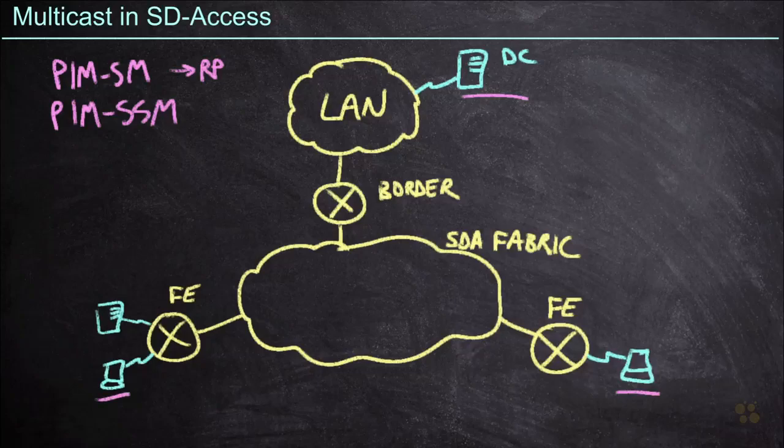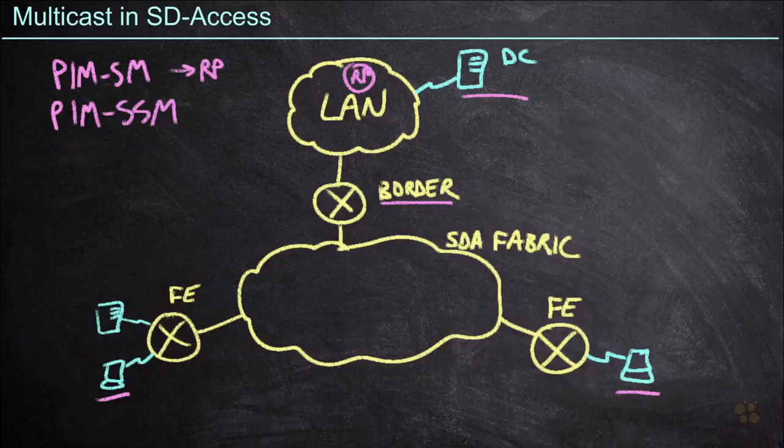In the early days of SDA, our border node was required to be the rendezvous point in a PIM SM environment. However, that caused a lot of problems because in most cases when we migrate to SDA, we already have a rendezvous point somewhere in the network. And as such, we now support both internal and external rendezvous points in the SDA fabric. So whether it's the rendezvous point, the sources, or the receivers, they can be anywhere in the network, inside or outside the SDA fabric.